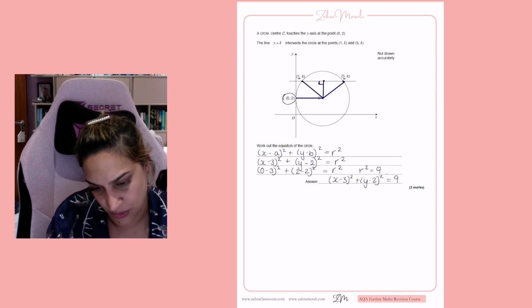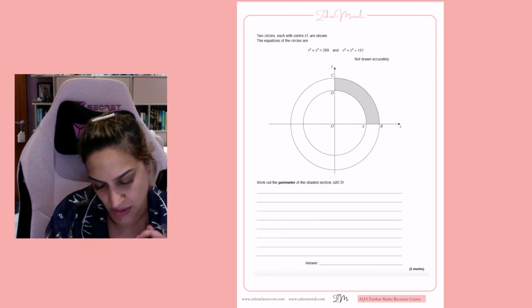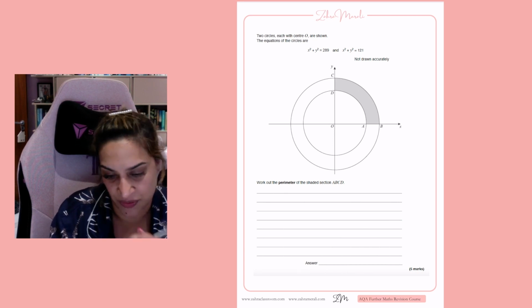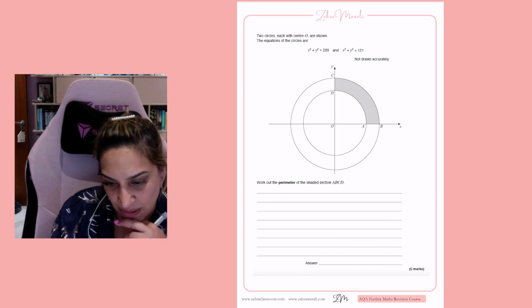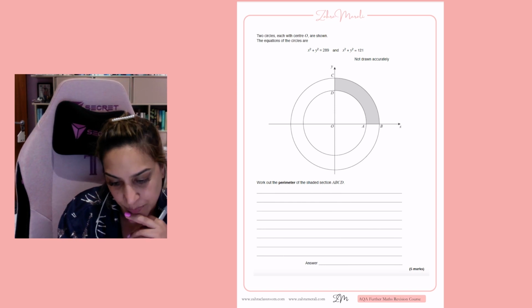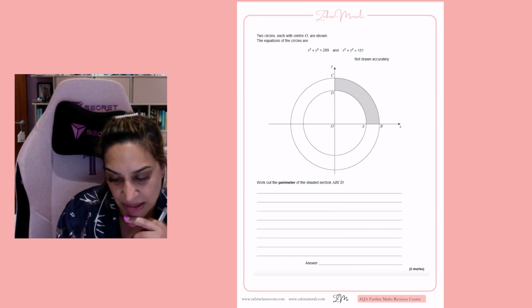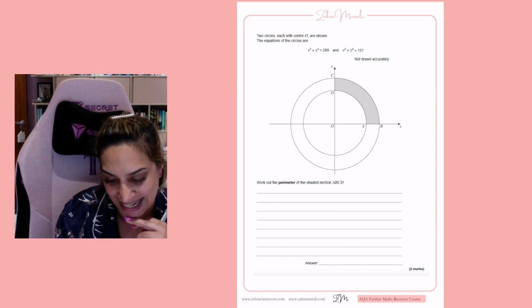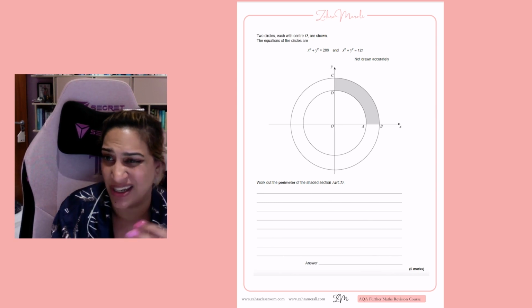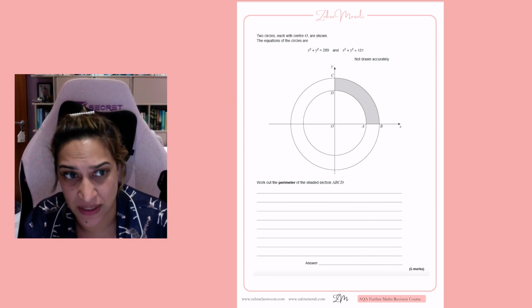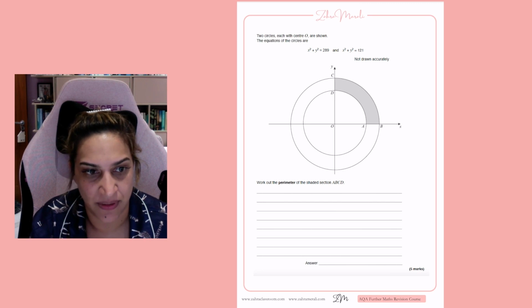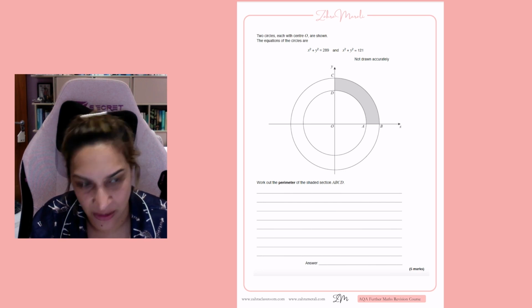So we have two circles, each with a center O as shown. Work out the perimeter of the shaded section ABCD. We've got a quarter of a circle that's been shaded. So let's have a look at what we're going to do with this.